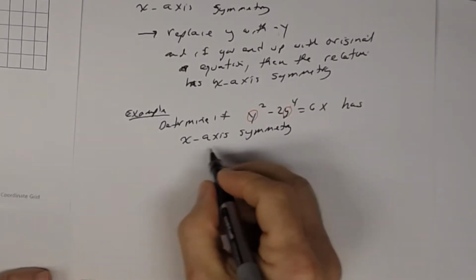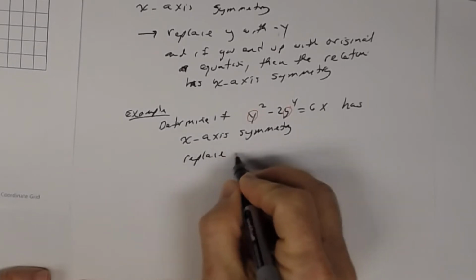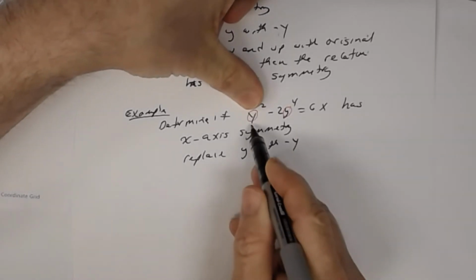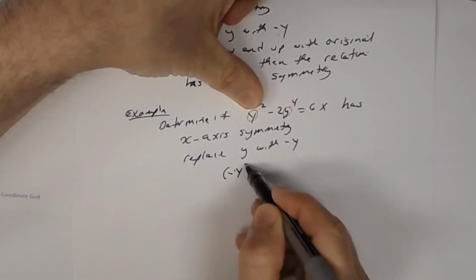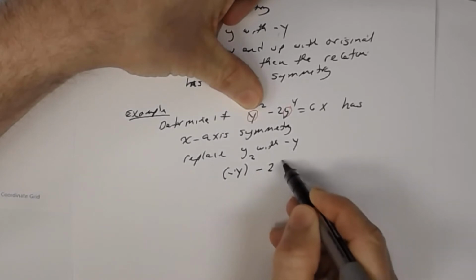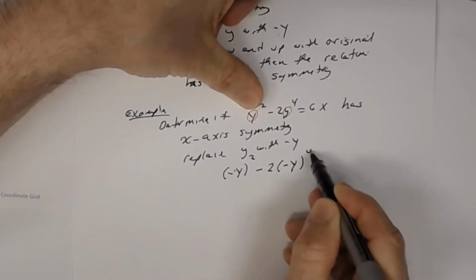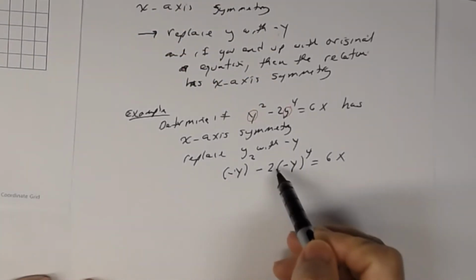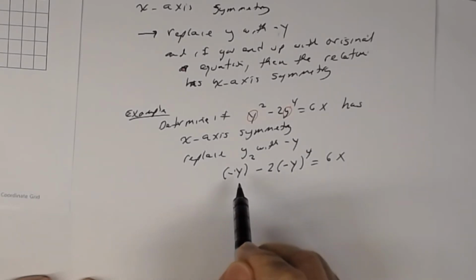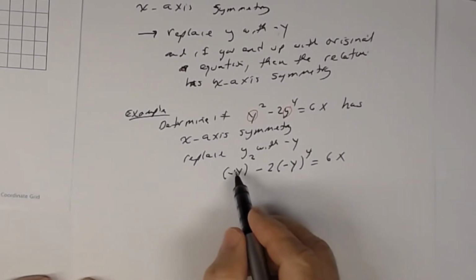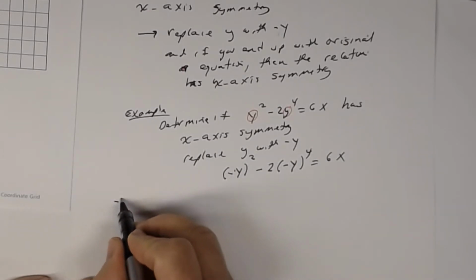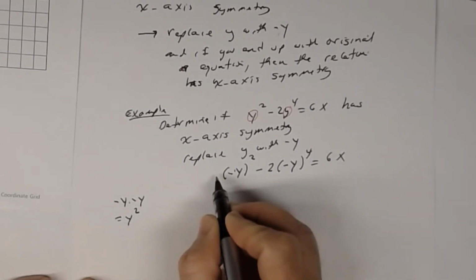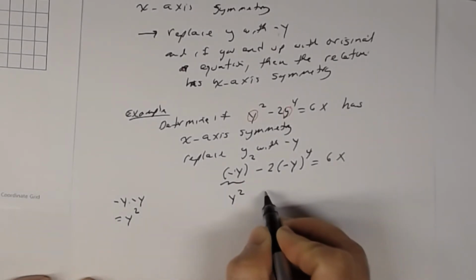So x-axis symmetry, you're going to replace y with negative y. So this becomes parentheses negative y squared minus 2 times negative y to the fourth equals 6x. Wherever I saw the y, I substituted negative y. Now at this point, you have to simplify this. Remember, negative y squared means negative y times negative y, which is a positive y squared. So this right here is y squared.